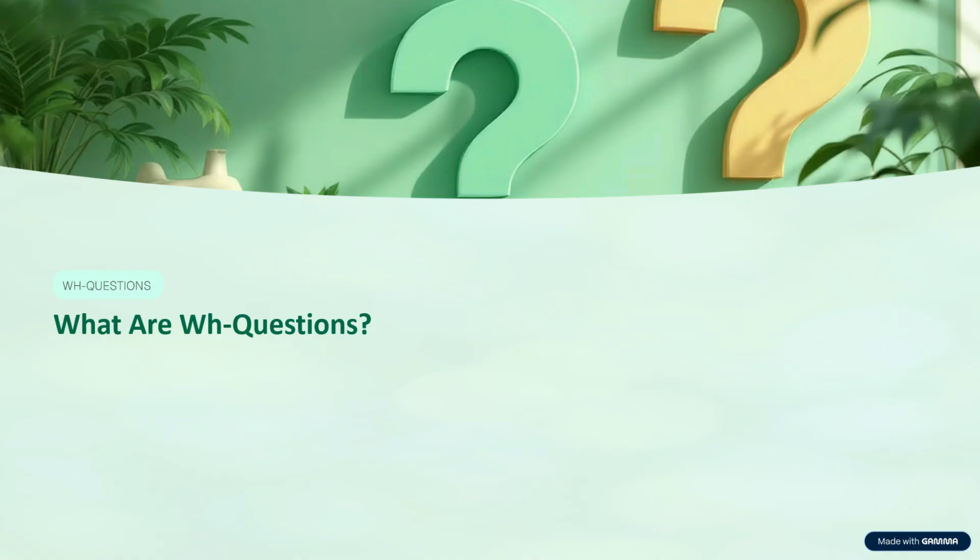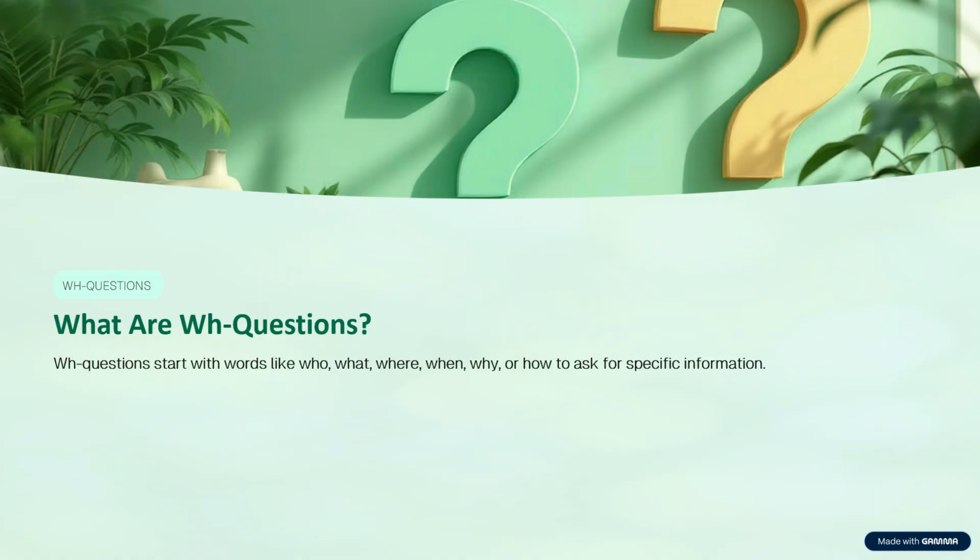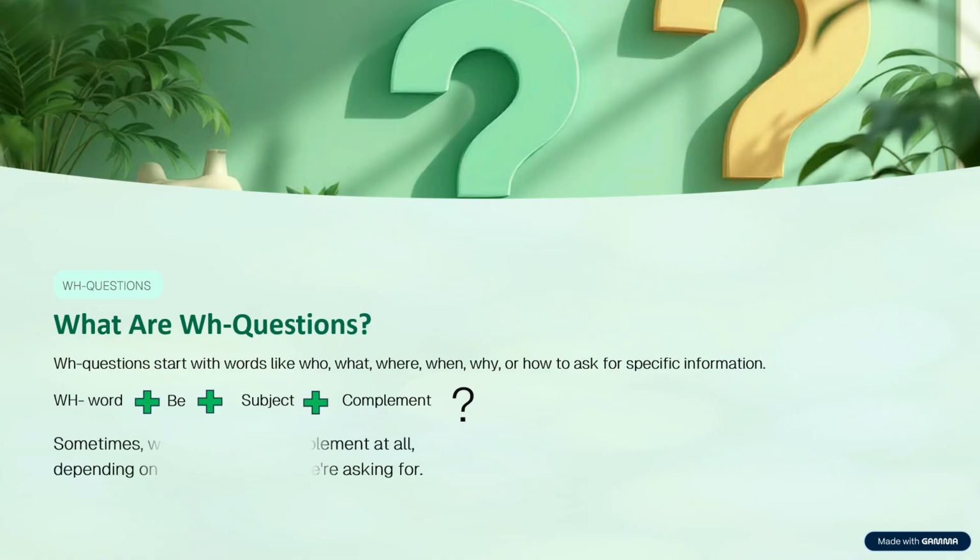Now that we've learned about yes-no questions, let's move on to WH questions with be. WH questions start with words like who, what, where, when, why, or how to ask for specific information. The structure is similar to yes-no questions. We put the WH word first, followed by the correct form of be, then the subject, and optionally a complement, which can be a noun, an adjective, or a prepositional phrase. Sometimes we don't need a complement at all, depending on what information we're asking for.